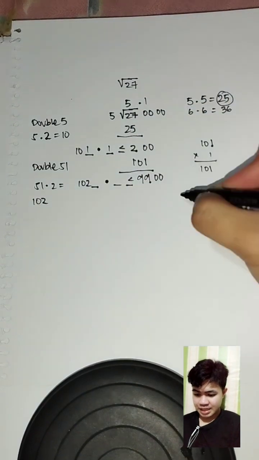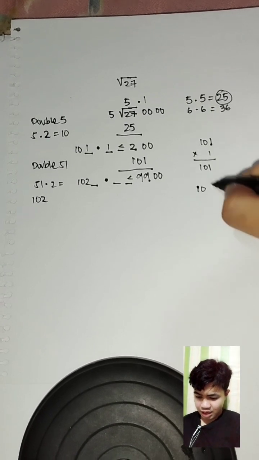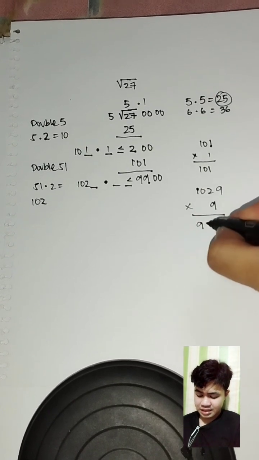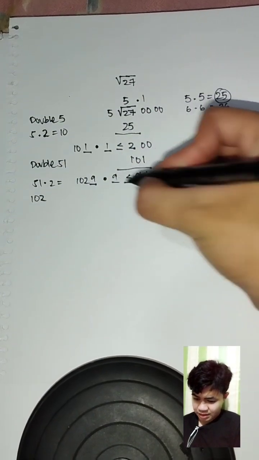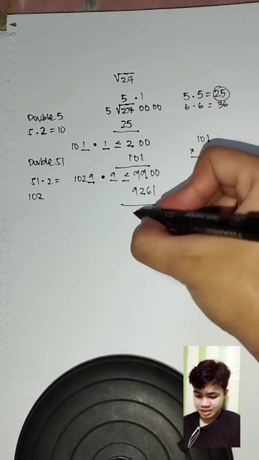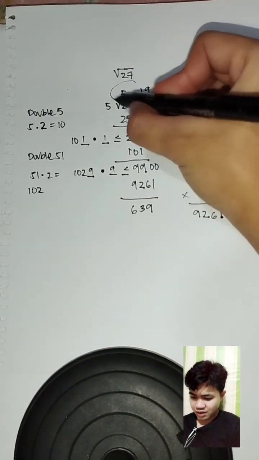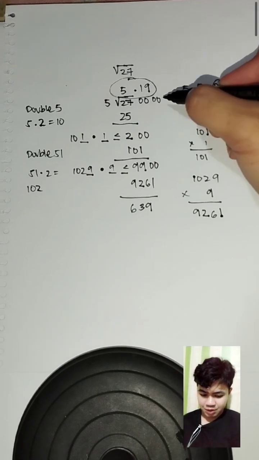Then same process again: putting the same sign and a blank line, then copy the 102. Now we need to try a number again to get a 4-digit number that, when we multiply it, we get less than 9,900. Now we're going to use a 9, and we get 1,029 times 9, which is equal to 9,261. Then write it down under 9,900, and that means 9 is our next digit in the square root. So we got our final answer, which is 5.19. But if you want to continue, repeat the process again, and that's all. Thank you.